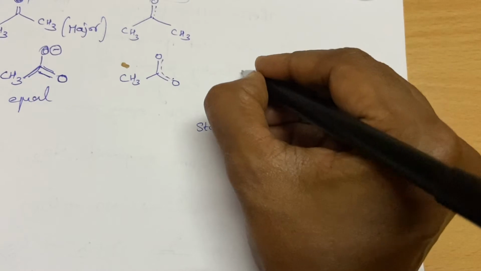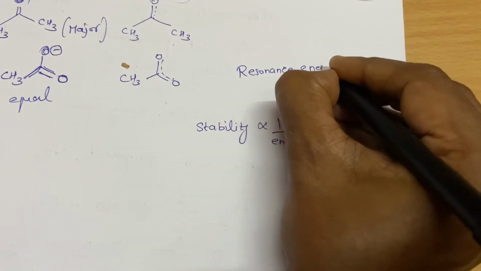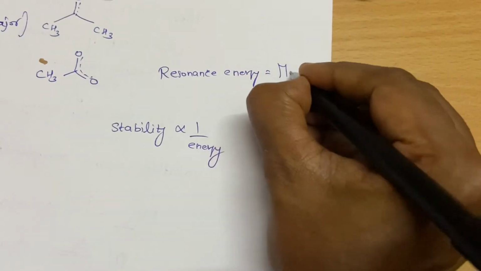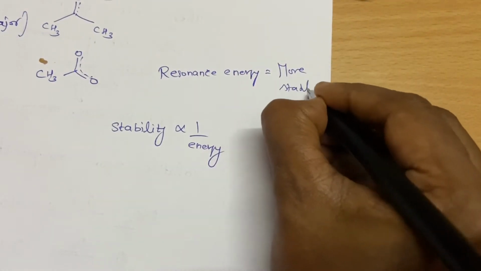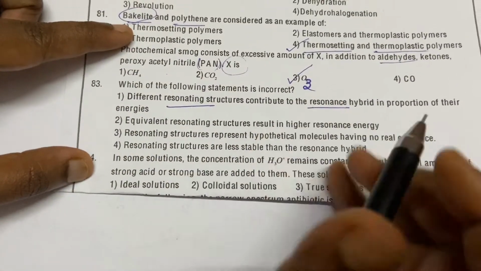So what does resonance energy mean? Resonance energy means lower in energy and more stability. Based on this we can check which option is incorrect.